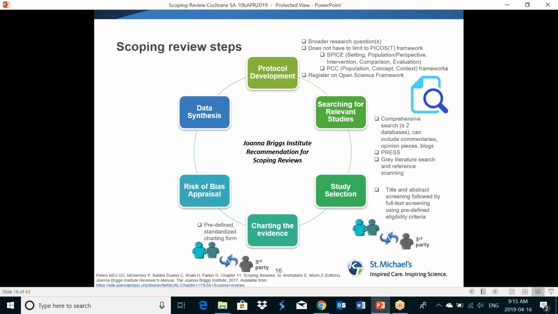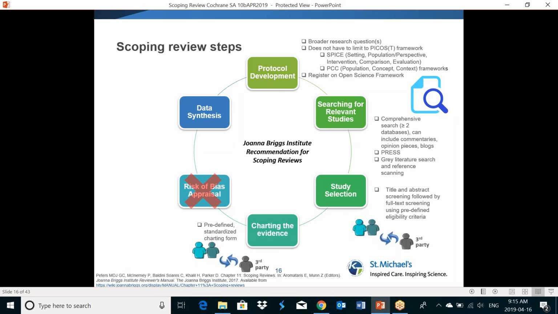However, the process is very much the same. We actually don't conduct risk of bias appraisal for a scoping review, because we just want a snapshot of the literature and what has been done before. However, perhaps your research objective for your scoping review is to know not only what literature is out there, but also what the quality is. Then that's a step that you could potentially consider.